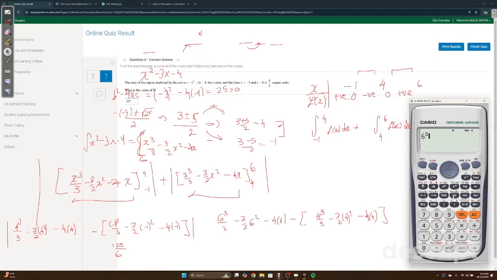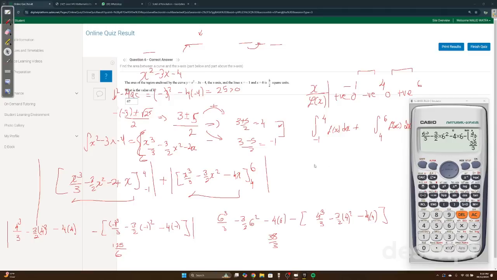6 cubed over 3, minus 3 over 2 times 6 squared, minus 4 times 6, minus, now, open bracket, 4 cubed over 3, minus 3 over 2 times 4 squared, minus 4 times 4. You get 38 over 3. So over here is 38 over 3.